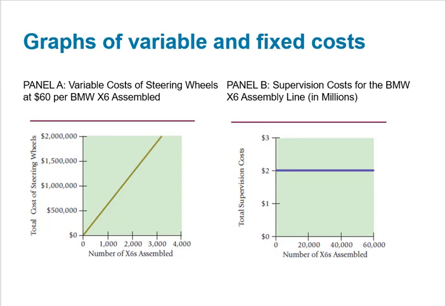These show the cost of steering wheels. It's $60 per BMW X6 assembled, and you can see that it's definitely a straight line. It varies in direct proportion to changes in volume. So here's our volume, and there are our dollars, and they just go up. Whereas the fixed costs, this would be supervision costs, stay the same.